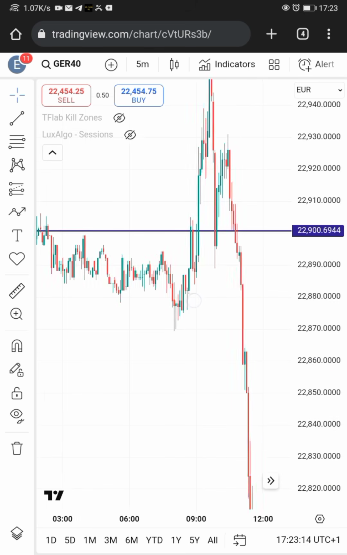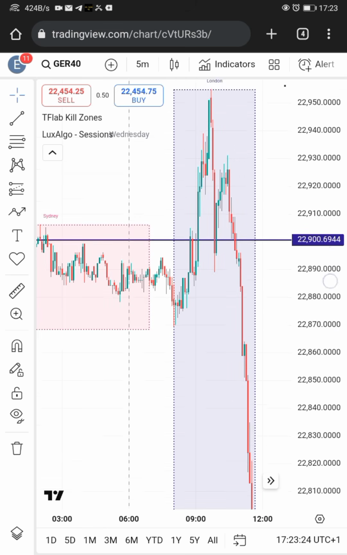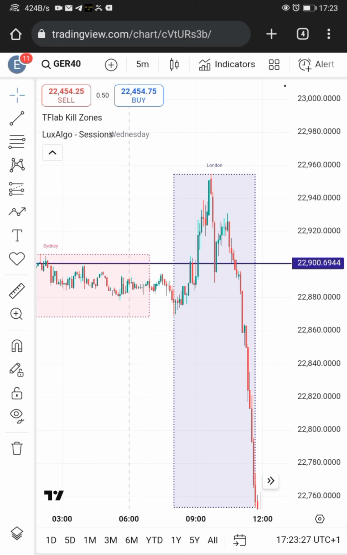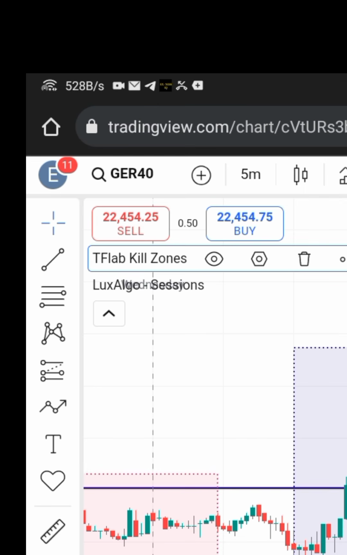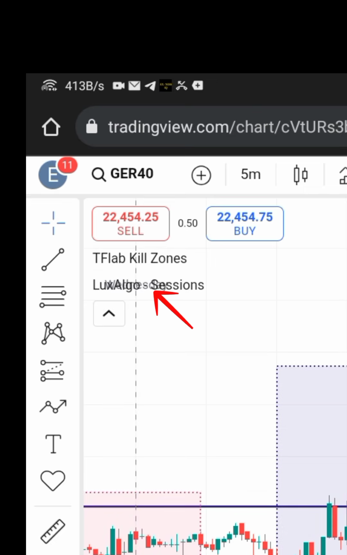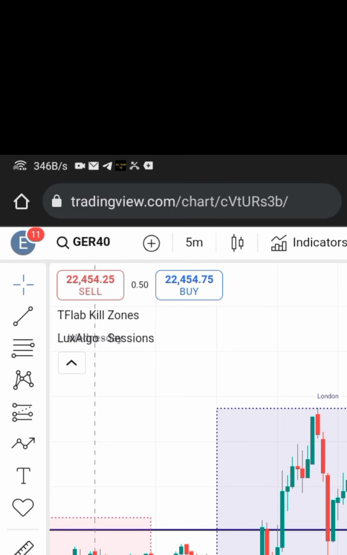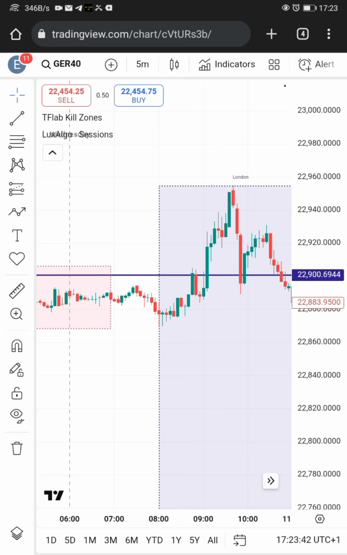So let's make use of our indicator, which I call kill zone. We have the key zone right here, and we have another indicator right here. The key zone doesn't show very well, I don't know why, and that's why I'm using this one by Lux Algo. I have a video that explains how you can set up your Lux Algo session.